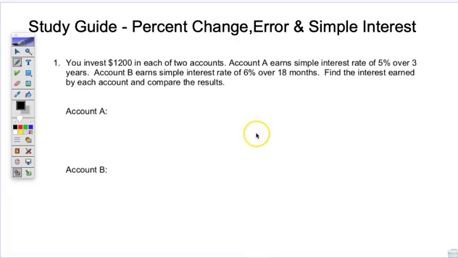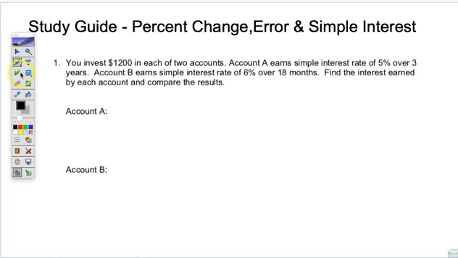All right, guys, today we are going to review percent change, error, and simple interest. So in the first problem, you invest $1,200 in each of two accounts. Account A earns simple interest rate of 5% over 3 years, and account B earns simple interest rate of 6% over 18 months. We need to find the interest earned by each account, and then we will compare the results.